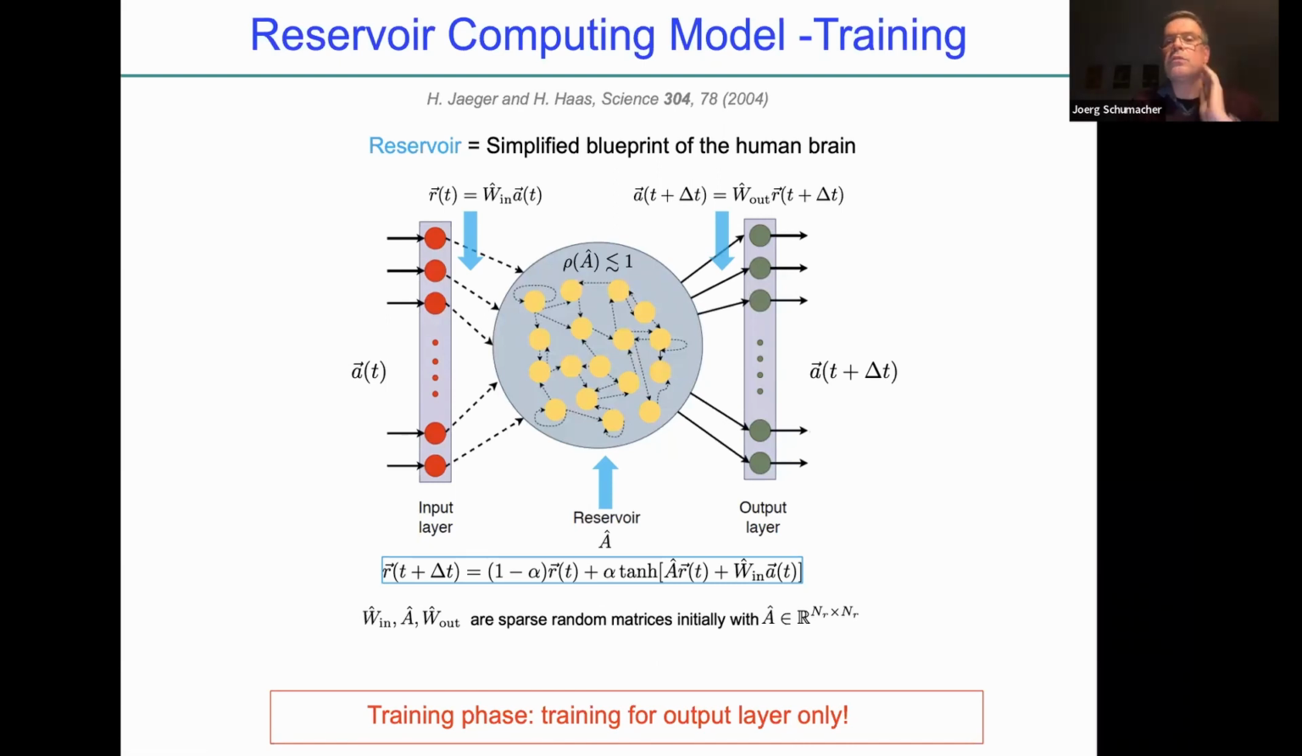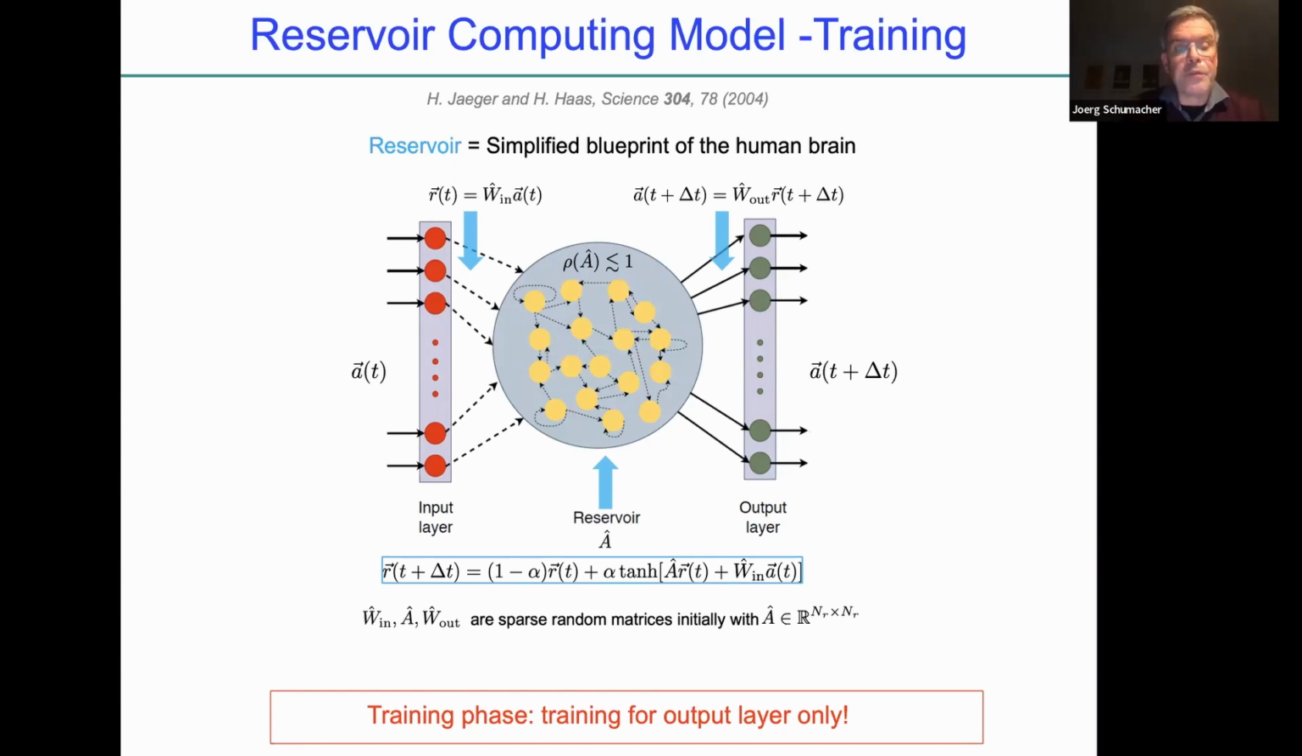You don't need to go through the very expensive training processes, which you typically know from feed-forward machine learning algorithms, that you are propagating the information forward and you have to propagate the errors backward, and you have to do this on and on in a number of epochs. That's not necessary in the reservoir computing model. So the training is done only with respect to the output layer.